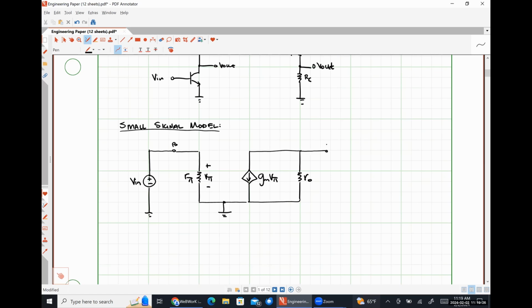Here's our collector terminal. Here's that collector resistance RC. And here is where we're measuring our output voltage. Okay. And much like we did at the end of Monday's lecture, we are going to try to figure out what our voltage gain is, what our input resistance is, and what our output resistance is. Okay. So let's start with our voltage gain.